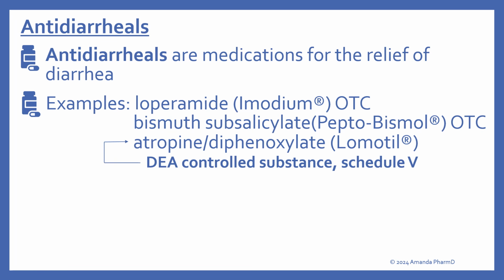Next are the antidiarrheals. These are medications for the relief of diarrhea. Some examples include loperamide, her brand name is Imodium. This one is over the counter. Bismuth subsalicylate, its brand name is Pepto-Bismol, which is also over the counter. And another example is atropine with diphenoxylate. Its brand name is Lomotil. And this one is a prescription, and it's actually a DEA-controlled substance, Schedule 5.